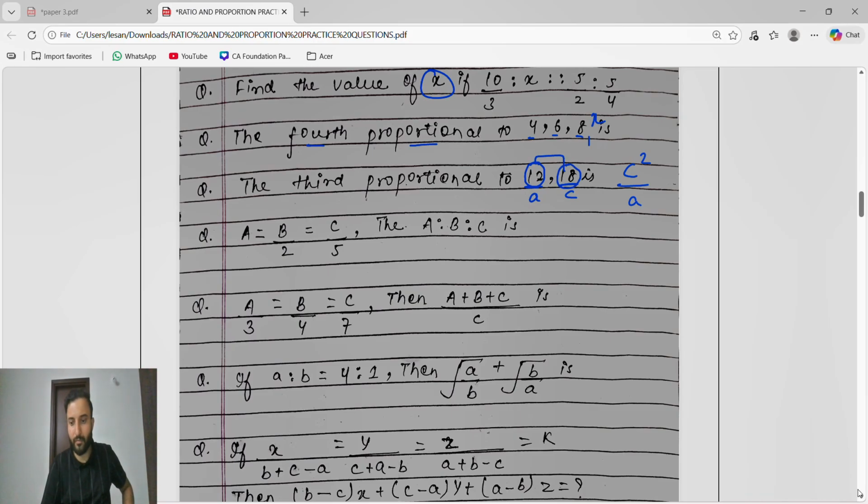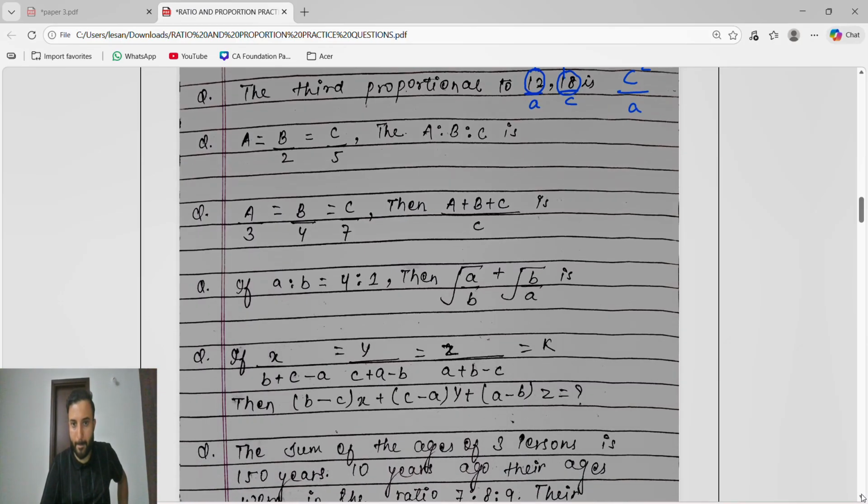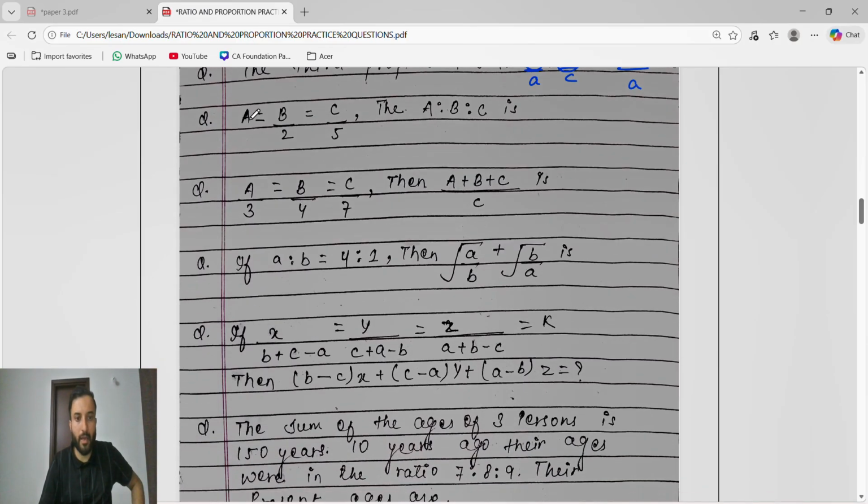Khatam. Okay. Now guys, a is to, okay, here nothing is given, so what will I take? A by 1. Nothing is given means by 1, right? So a by 1 equals b by 2 equals c by 5. We have to find the value of a is to b is to c.